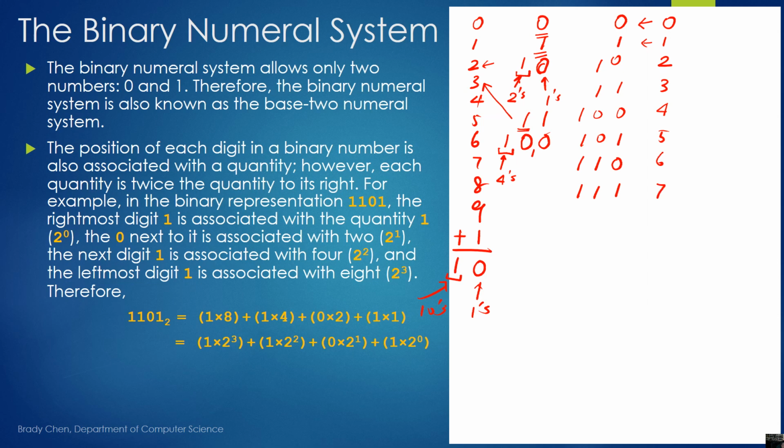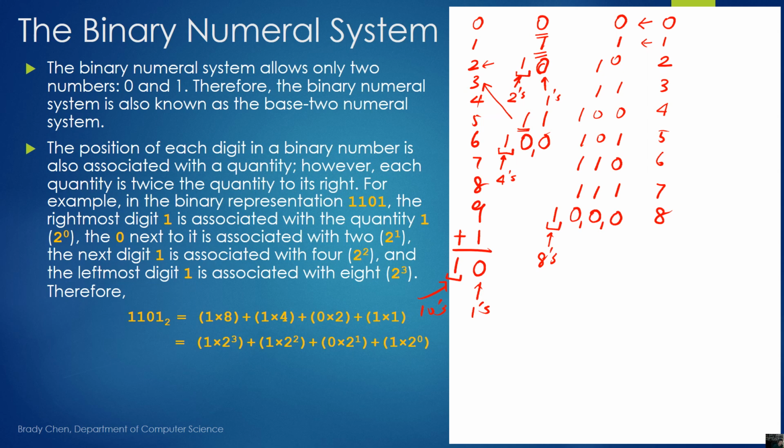Now, if we want to add 1 more, then we need to reset 1's position to 0 and add a 1 to the 2's position. Now, since 2's position is already 1, we're going to reset the 2's position to 0 and add a 1 to the 4th position. Now, again, 4th position is 1, so we're going to reset 4th position to 0 and add another position on the left, and that's called 8th position. Okay, that represents number 8.